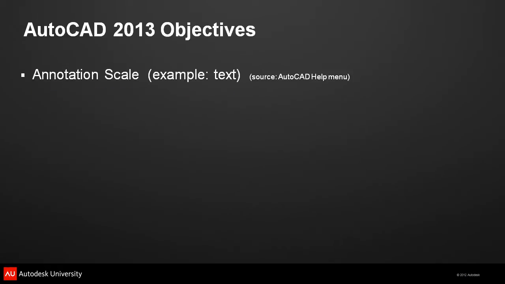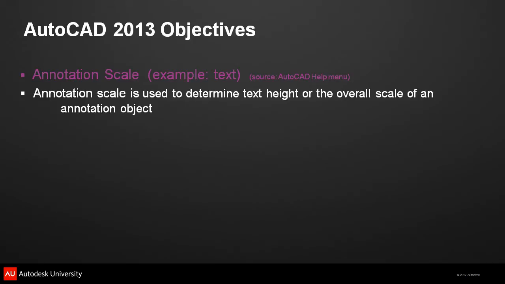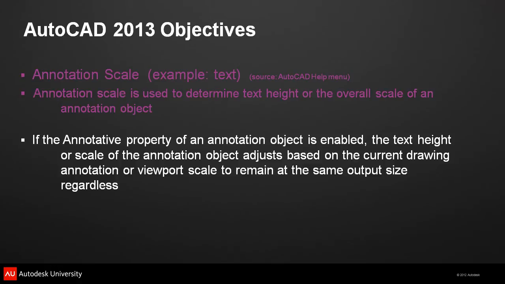So let's use an example of annotation scale, and we'll use that text example again. And this comes right from the AutoCAD Help menu. The annotation scale is used to determine text height, or the overall scale of an annotation object, which text is. If the annotative property of an annotative object is enabled, in this case text, the text height or scale of the annotation object adjusts based on the current drawing annotation or viewport scale to remain at the same output size. Now what does that all mean? Basically it means you're in model space or in your layout, and as you scale the drawing up and down using annotation scale or viewport scale tools, your text and dimensions and multi-leaders, etc. will get larger or smaller based on that scale. And that's the key.